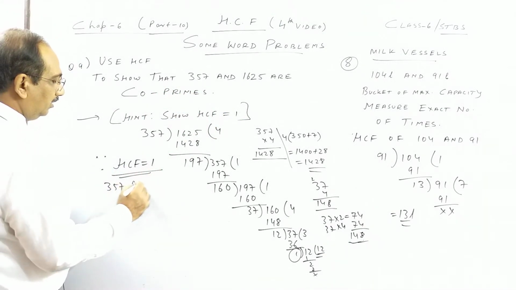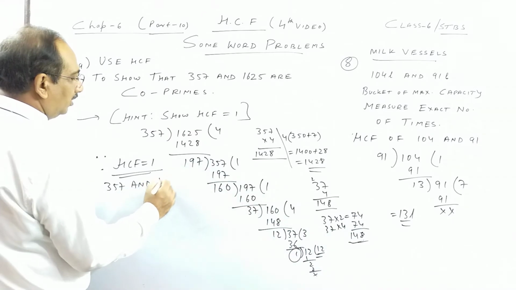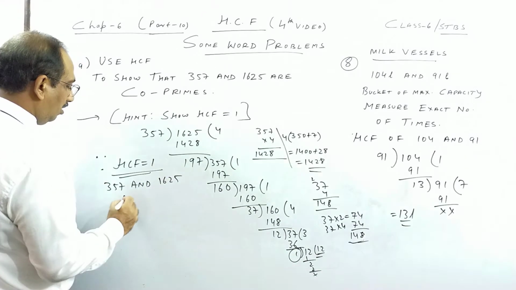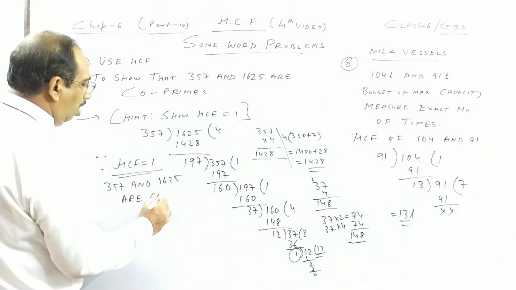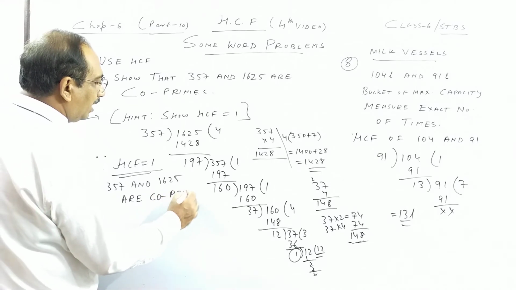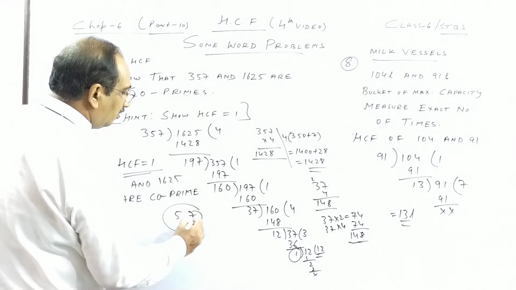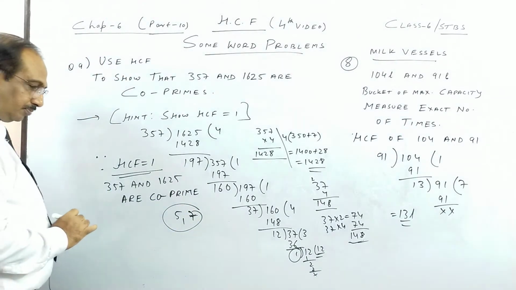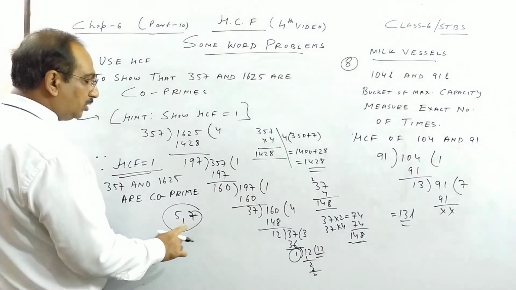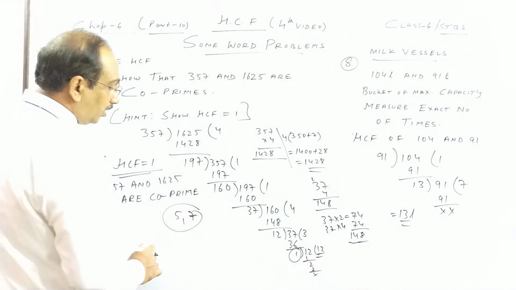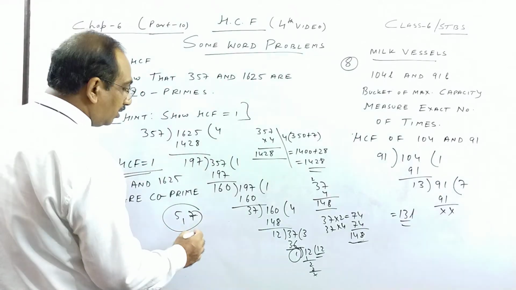357 and 1625 are co-prime. See children, co-prime means they may not be prime, like see 57. Okay, they are prime numbers, but they are co-prime also. There is no common factor. So co-prime need not be prime number.